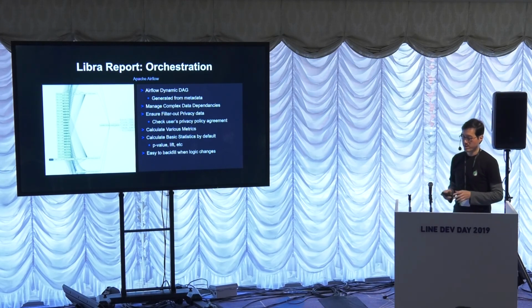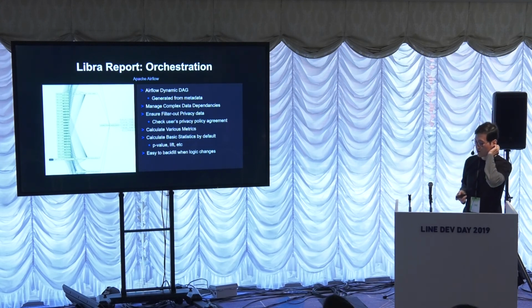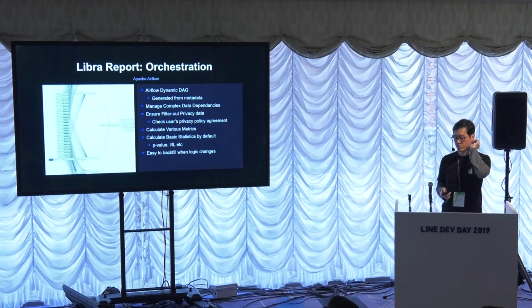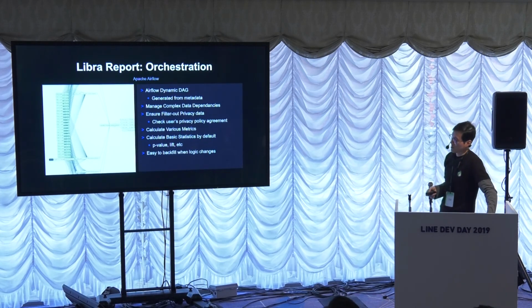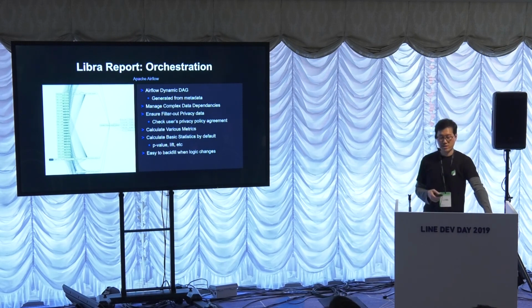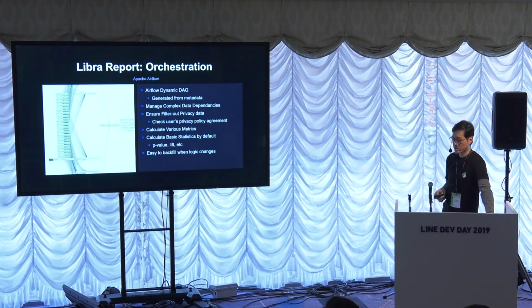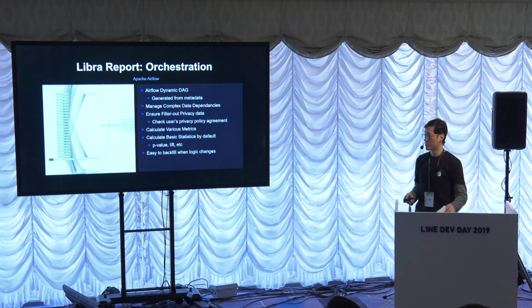This image is a part of dynamic DAG for one A/B test. In the real environment, data dependencies are complex. All data we use is checked for users' privacy policy agreement too. We use various metrics for each test. After calculating metrics, it also checks some basic statistics like p-value and lift. Sometimes we need to change some logic to calculate metrics in the middle of the test. Then we can use Airflow backfill to rerun the whole process without additional effort.